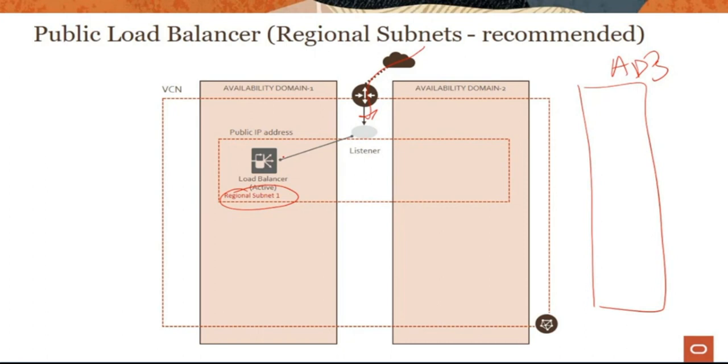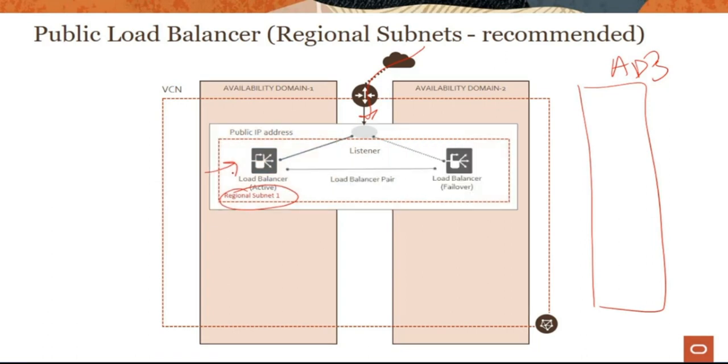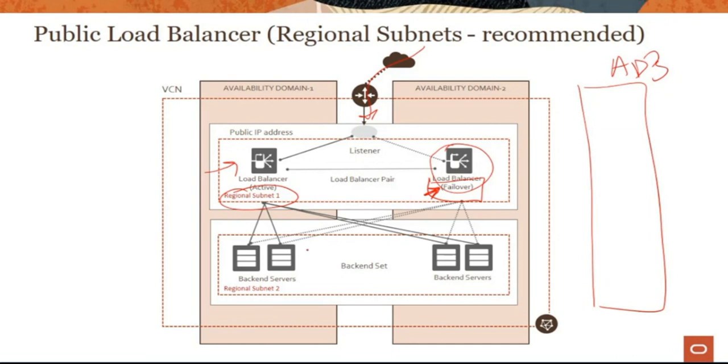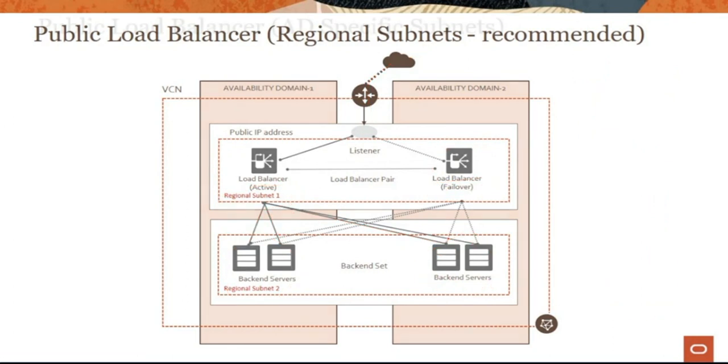So when you create a load balancer, you create a copy, which is sort of the quote-unquote active load balancer in one of the ADs, and the second copy gets created in AD2. This is again done for HA purposes, and you can see the failover gets created here. And then you have backends here. Backends can be in AD1 or AD2, and the load balancer can route the traffic to all the backends in whichever ADs they are running in.